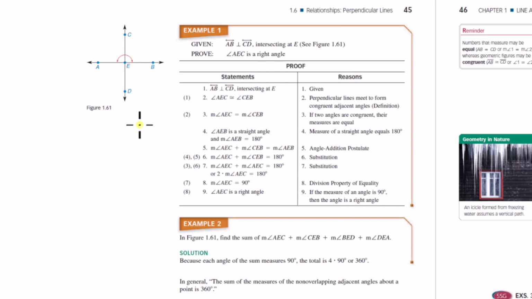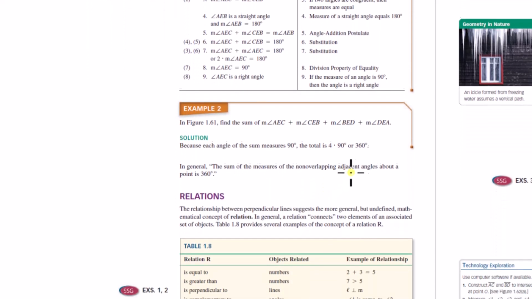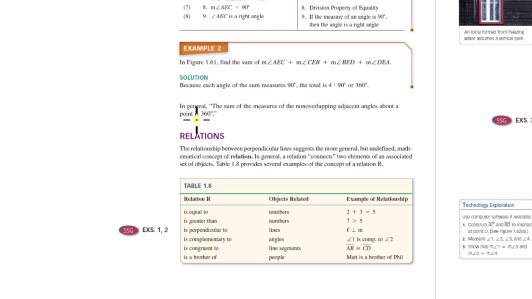So they all are, there's 4 of them, so they sum to 360. But no matter what, even if these weren't 90-degree angles, if you go a full revolution, then the total sum is 360. In general, the sum of the measures of the non-overlapping adjacent angles about a point is 360. Exactly. The sum of the measures of the non-overlapping, and all the angles are adjacent, about a point is 360.